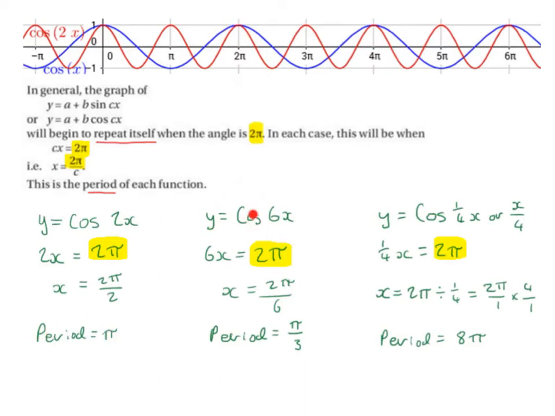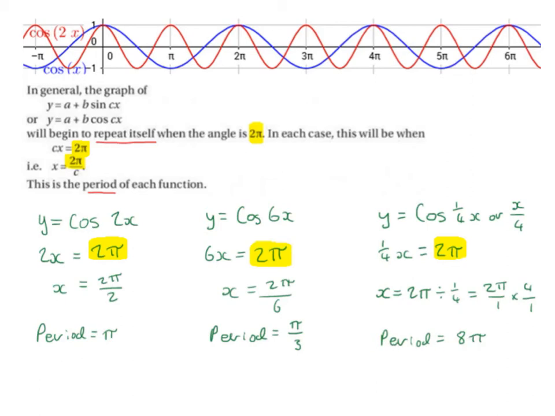If we have the graph y equals cos of 6x, we let the 6x equal 2 pi and we solve for x. We get x equals 2 pi over 6, which is a third. So the period for the graph of y equals cos of 6x is going to be pi over 3. And if we have the graph of y equals cos of a quarter x, or y equals cos of x over 4, we let a quarter x equal 2 pi, and we solve for x. So we get x is equal to 2 pi divided by a quarter, which is 2 pi over 1 multiplied by 4 over 1. So we end up with 8 pi. So the period for the graph of y equals cos of a quarter x, or x over 4, is 8 pi.